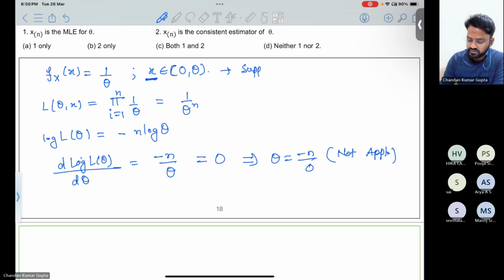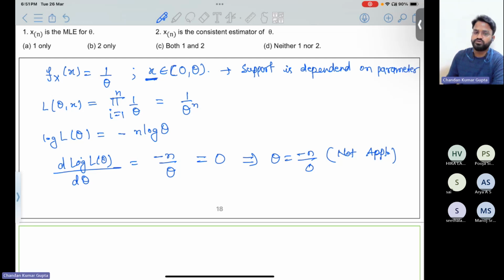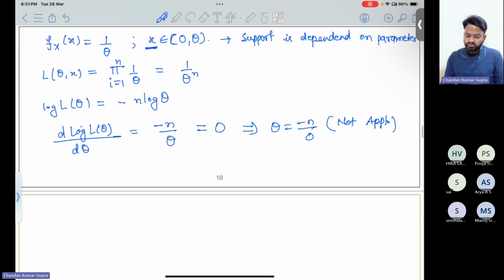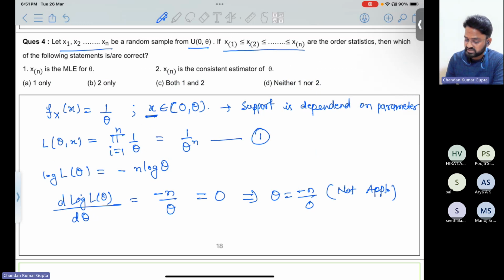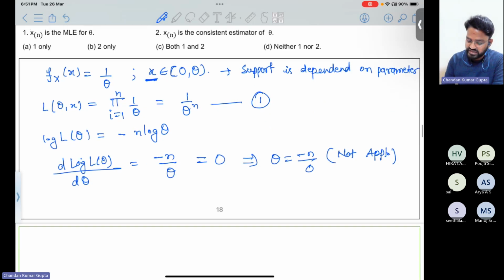Here, this x is called the support. The support is dependent on the parameter. So this method is not useful. So what is our aim? Our aim is to maximize this equation number 1. And it is clearly mentioned that theta is greater than 0, and n is a positive quantity. So for a large value of n it is minimum, and a smaller value of n gives the larger value of equation 1.